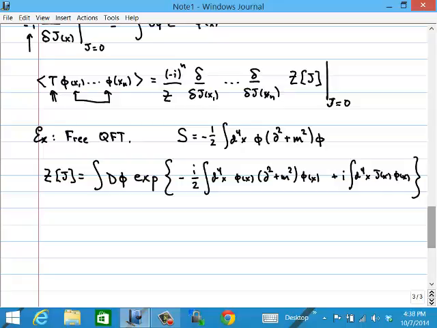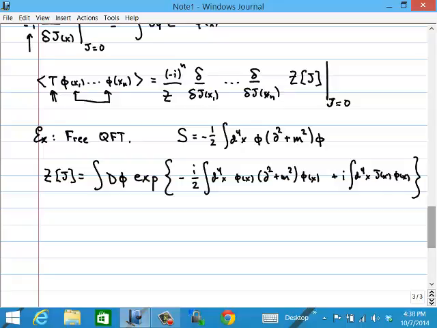So the idea then is that if you think about this as an infinite number of Gaussian integrals, each one of them you can do, then you can actually solve exactly for this generating function Z of J. Okay? And that's exactly what we're going to do.